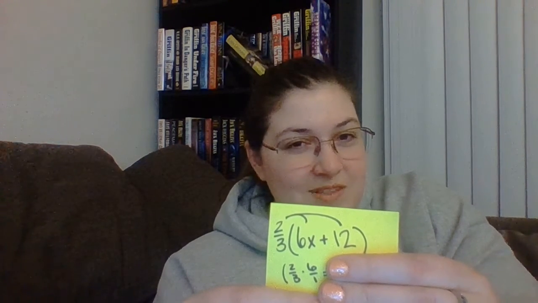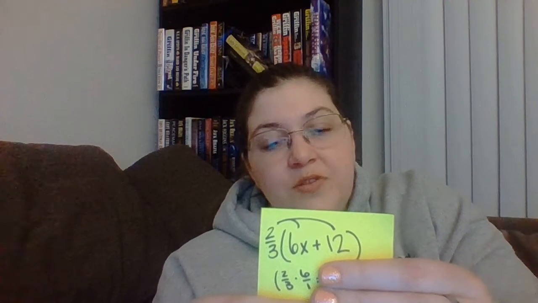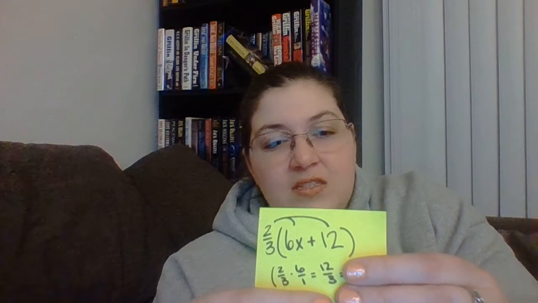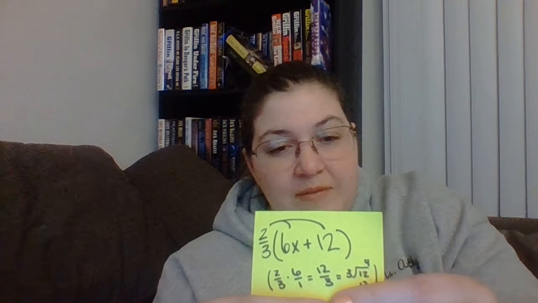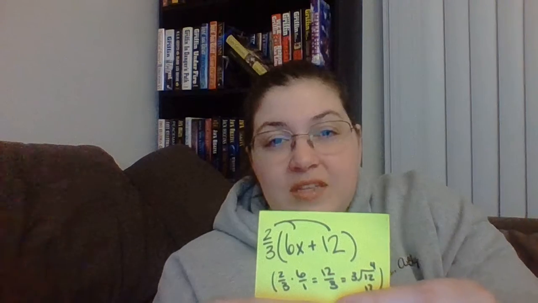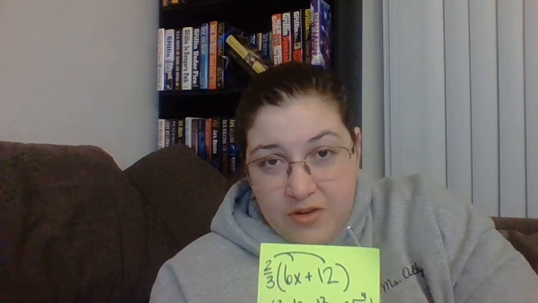Ooh, if you're stuck, write this down. Keep going. You have 2/3 times 6 over 1. You end up with 12/3 because you multiplied across. Simplify that. Well, 3 goes into 12 4 times, so my answer is 4x. Do the same thing with 12. Try it on your own. Don't wait for me. Hit pause and try it.